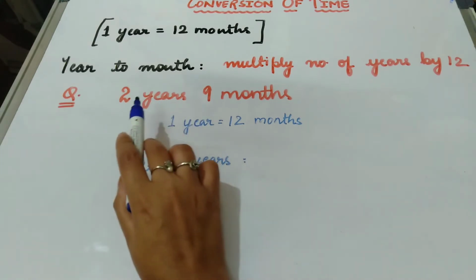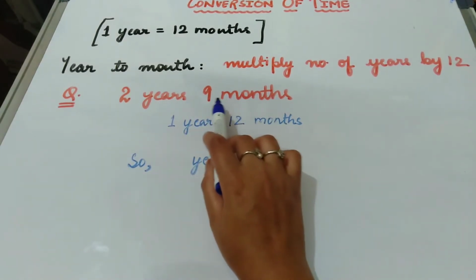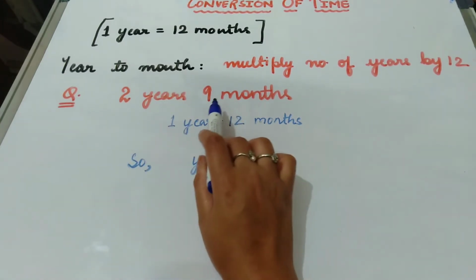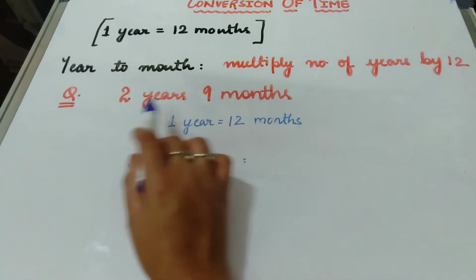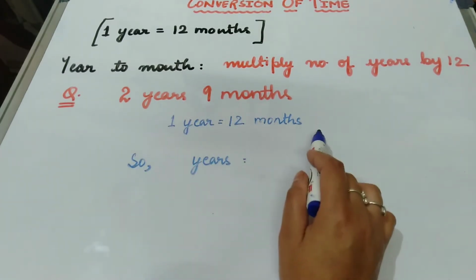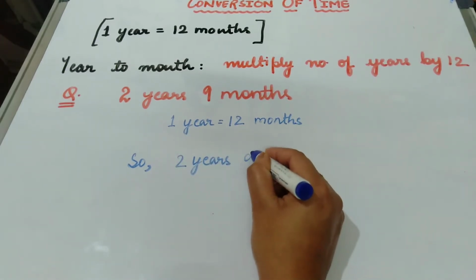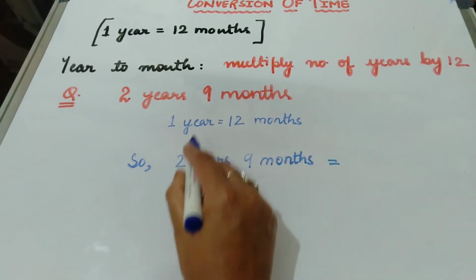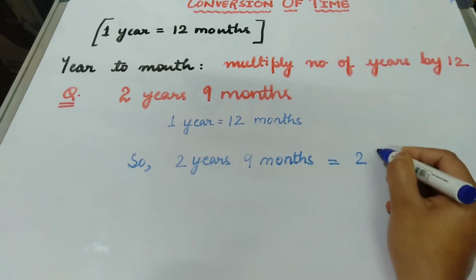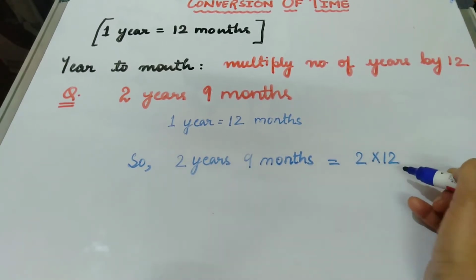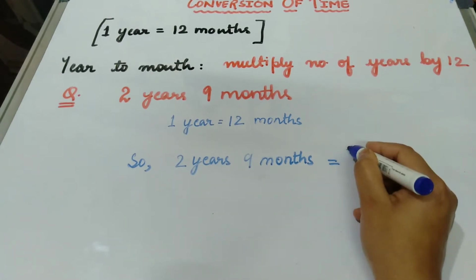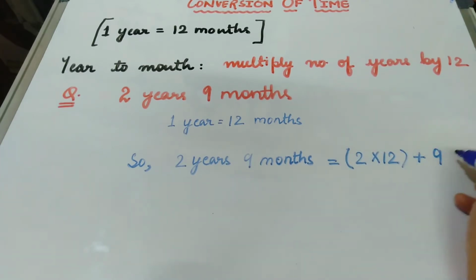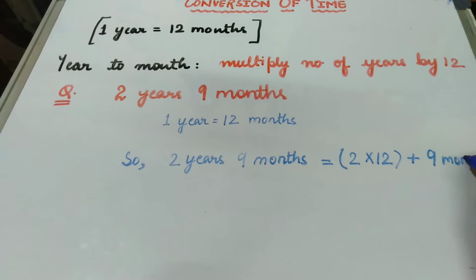The next question is 2 years 9 months. See over here, months are also given, years are also given. We have to convert years only to months. We will not do anything with these months. Since in 1 year there are 12 months, when we have to convert 2 years 9 months, we will write 2 multiplied by 12, in bracket, as we have to convert only the years, plus there are 9 more months. So we will write 9 months.